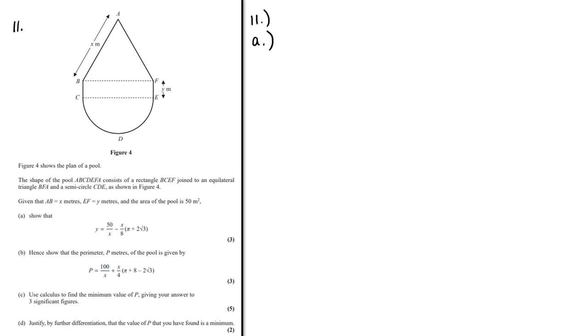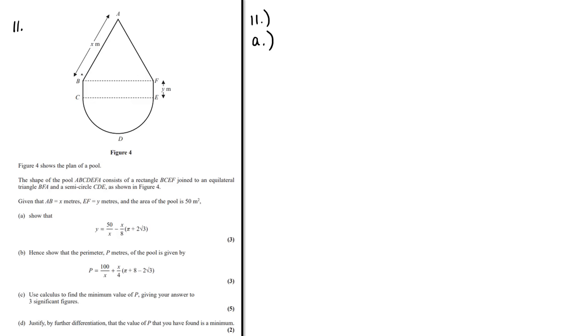And then we're just simply asked to show that y equals 50 over x minus x over 8 bracket pi plus 2 root 3. And to start with, I think this probably looks a bit overwhelming. We've been given all this information here, and then we're just asked to show that y equals this expression here. And it can be quite tricky to see how to start with these kind of questions, but what I'd recommend is to use the information that we've been given.